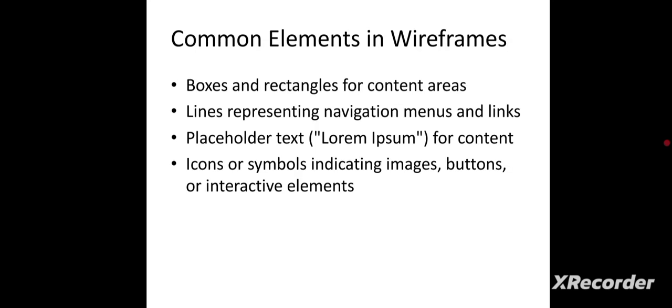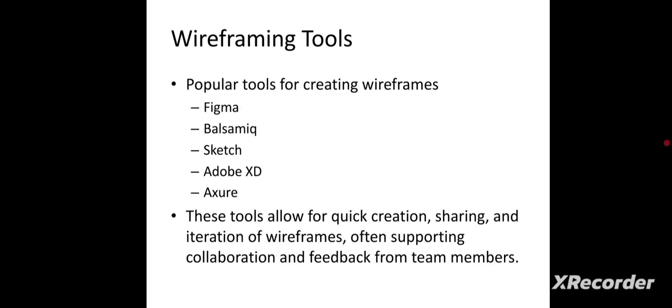Common elements in wireframes: boxes and rectangles for content areas, lines representing navigation menus and links, placeholder text like lorem ipsum for content, and icons or symbols indicating images, buttons, and interactive elements. Wireframing tools: we have already seen the tools we are using for prototyping and testing. First one is Figma, Balsamiq, Sketch, Adobe XD, and Axure. These tools allow for quick creation, sharing, and iteration of wireframes, often supporting collaboration and feedback from team members.